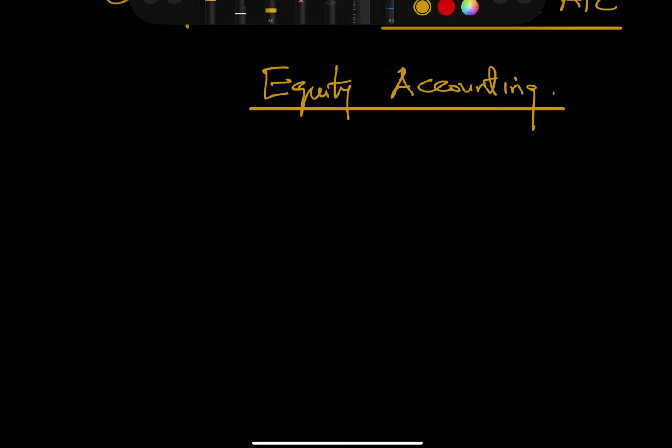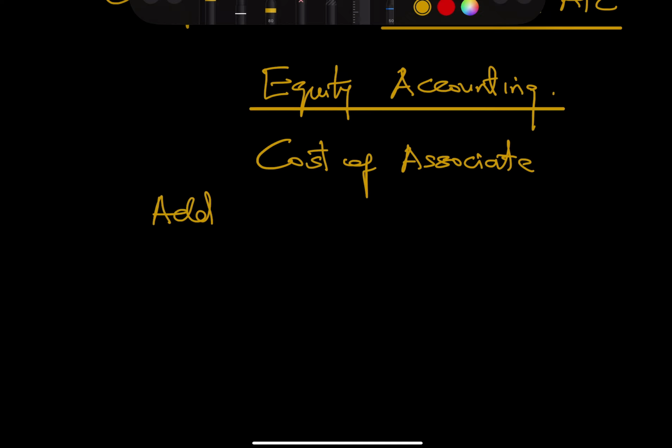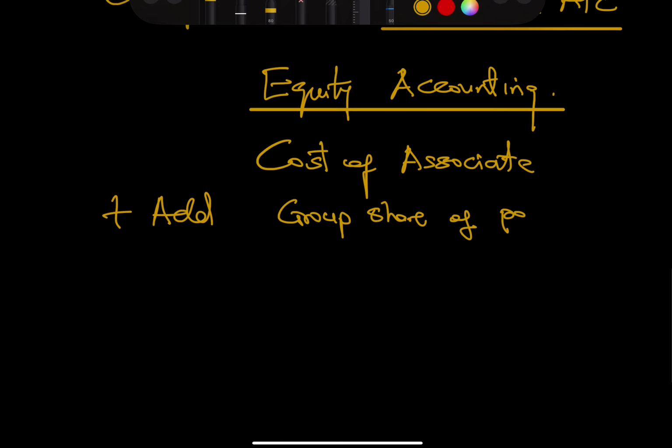Equity accounting is just saying that your current value will be the cost of this associate, which is what you paid, the consideration. Then you add the group share of post-acquisition profit. If more than one year, then that will be your retained earnings. It's the same thing.